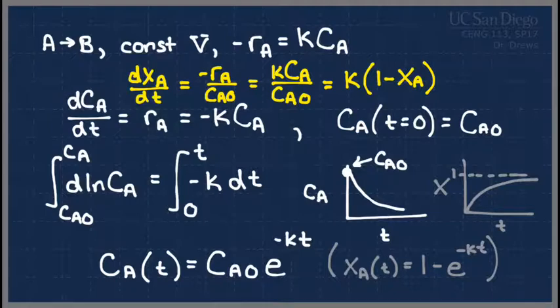So either one of those end up with the same result. Keep in mind, if you ever do the one for conversion, the initial X0 is always 0. The initial conversion, so your initial condition for that differential, is always 0.